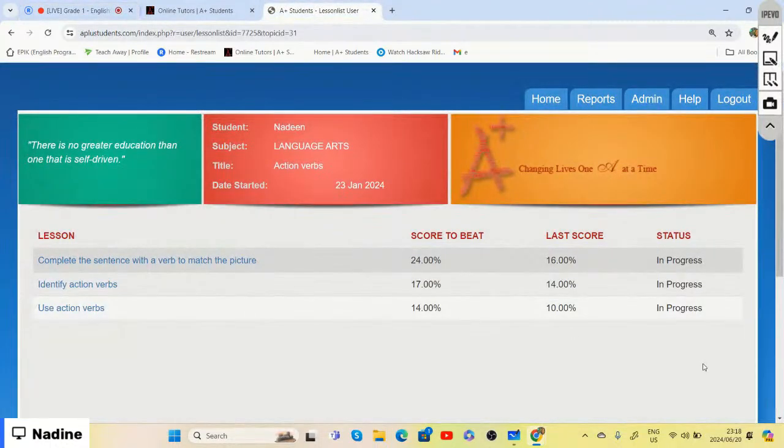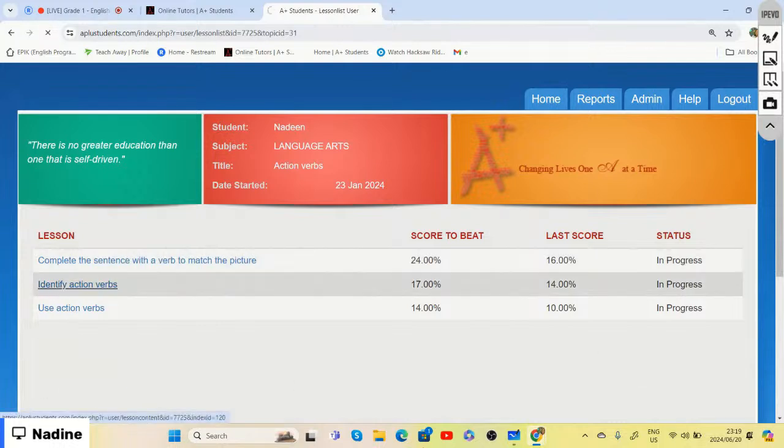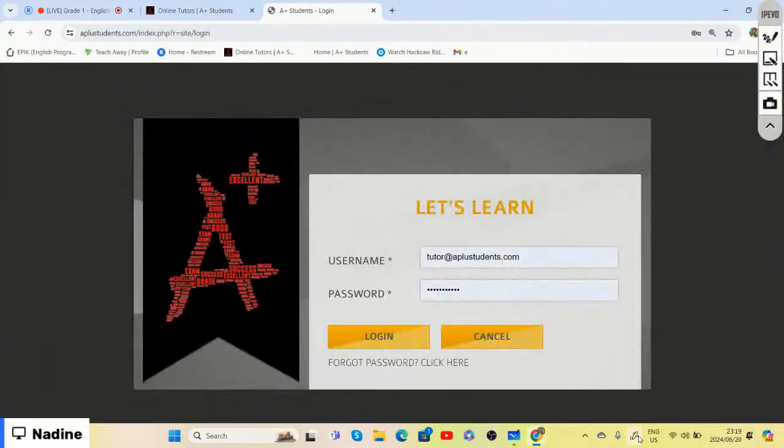All right, so now we're going to aplusstudents.ca, and we are going to the first lesson, which is to identify action verbs. Remember, we are doing a continuation of our previous lesson.